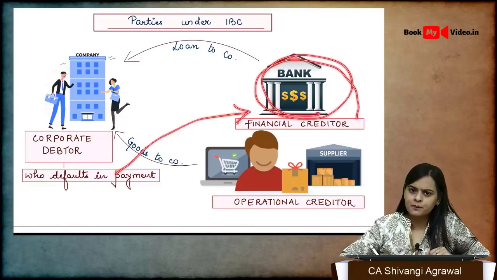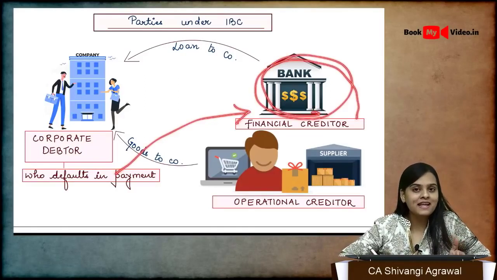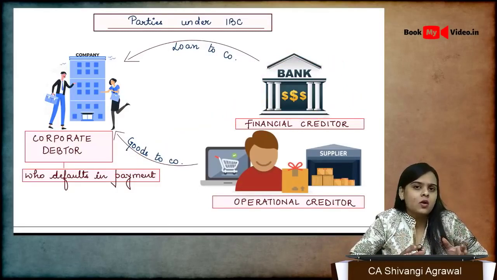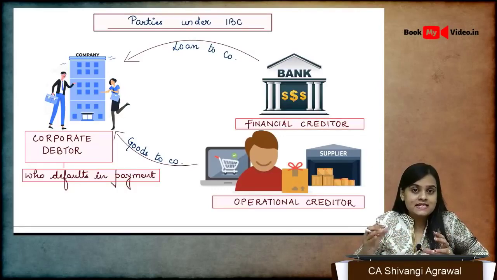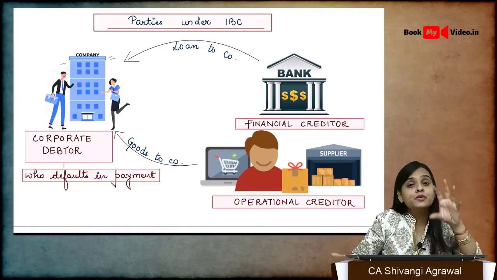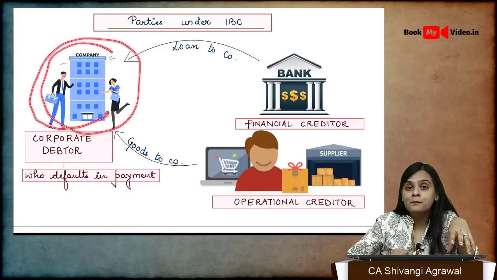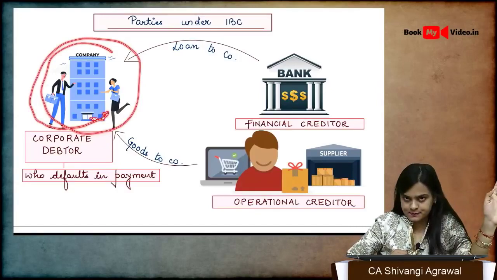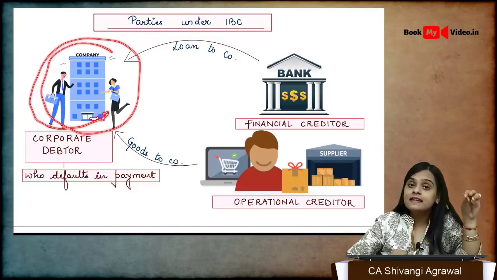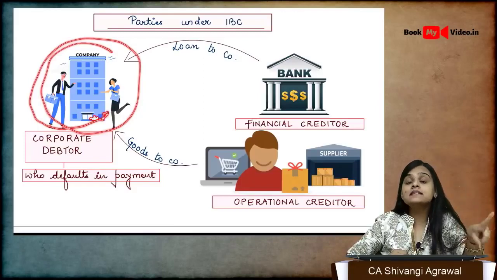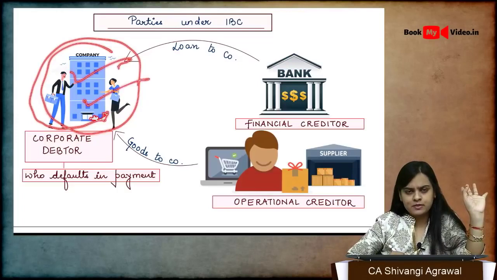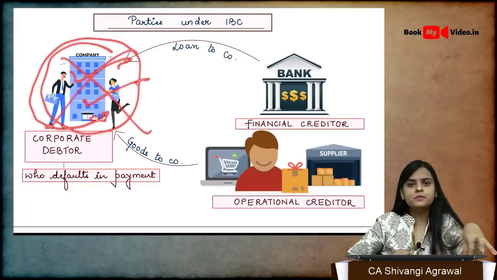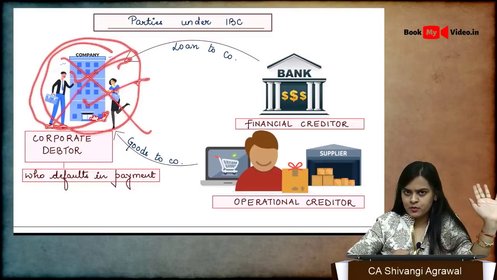The bank will realize that there is something wrong. So the bank can move an application to the appropriate authority, and the appropriate authority will initiate the insolvency resolution process. That means they will try to resolve the state of insolvency of the company. If that cannot be done, then the relevant authority will pass the order of liquidation. That means they will say: sell off all the assets of the company and pay off its liabilities. Wind up this company, it cannot function anymore, and dissolve its name. You get my point?